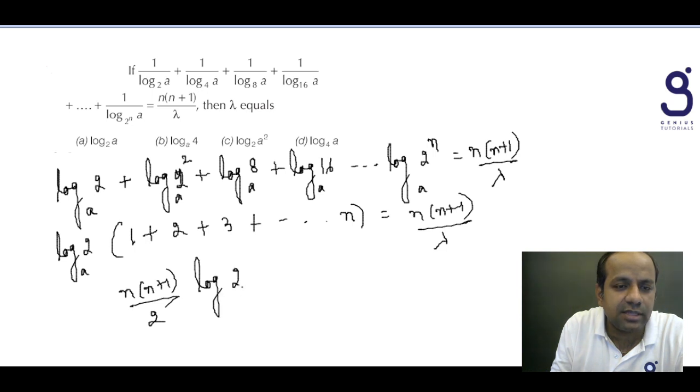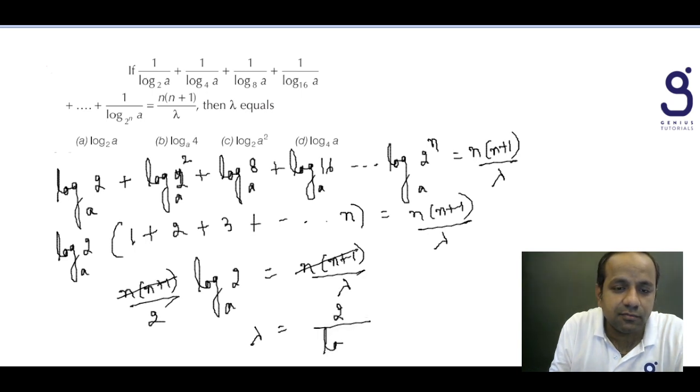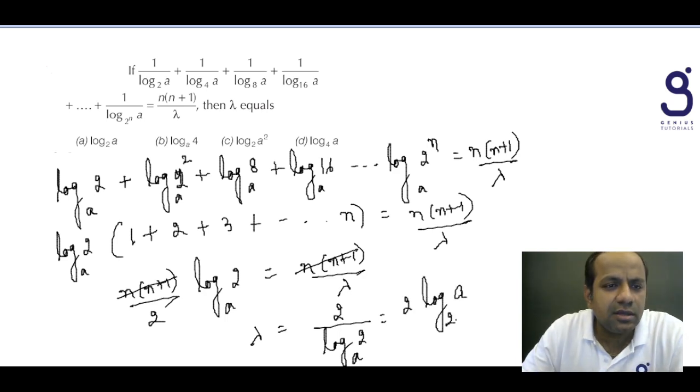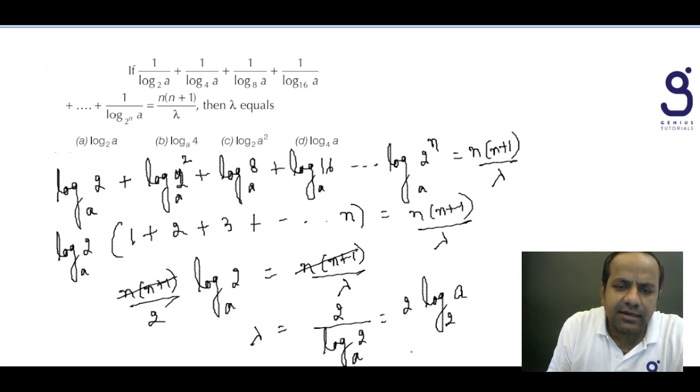Log 2 to the base a. This is equal to n into n plus 1 upon lambda. We need to figure out the value of lambda here. So you can say that this n into n plus 1 will cancel out. What will be the value of lambda? It comes out to be 2 upon log 2 to the base a, or you can write it as 2 into log a to the base 2. You can rewrite it as log of a square to the base 2. Out of these four options, option C.